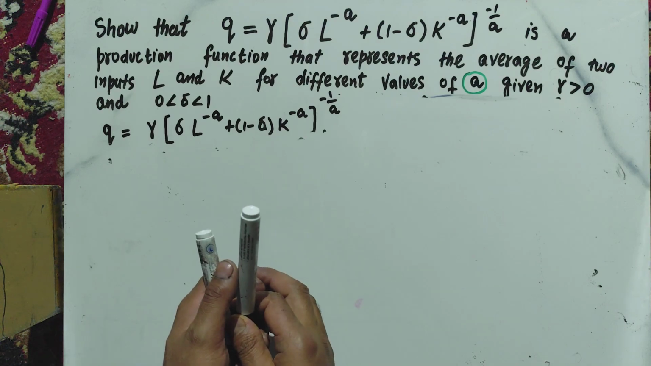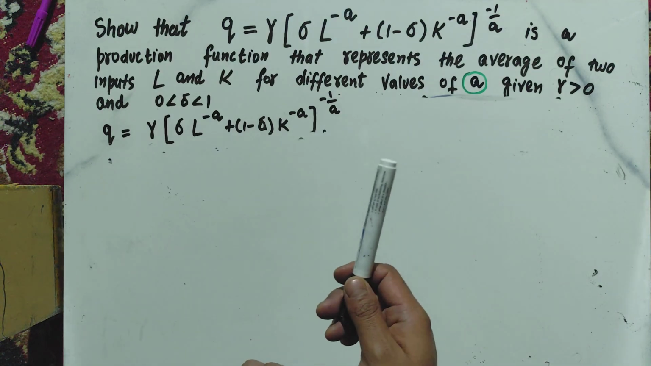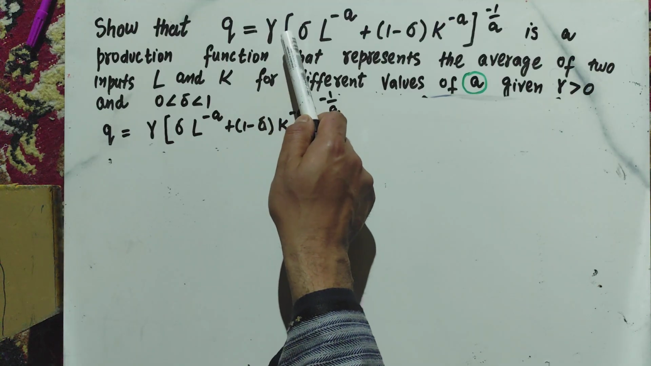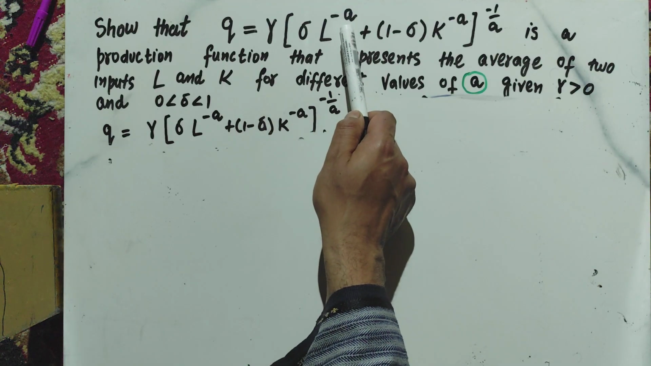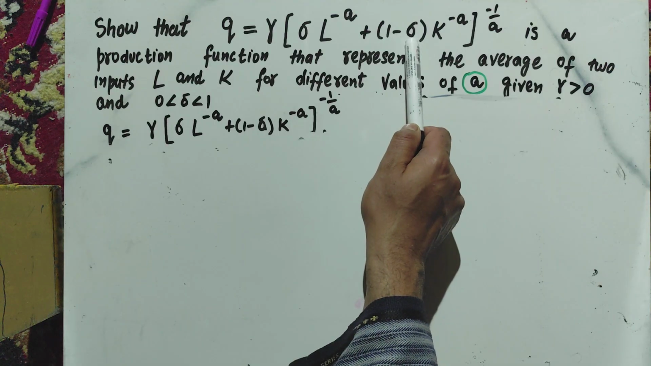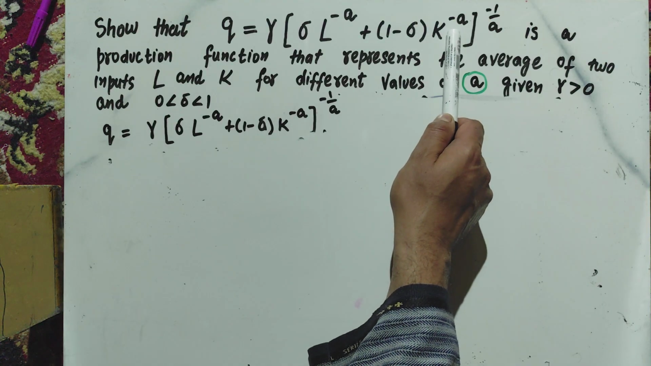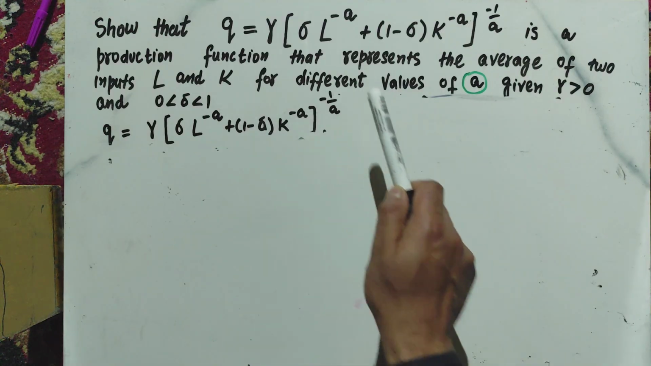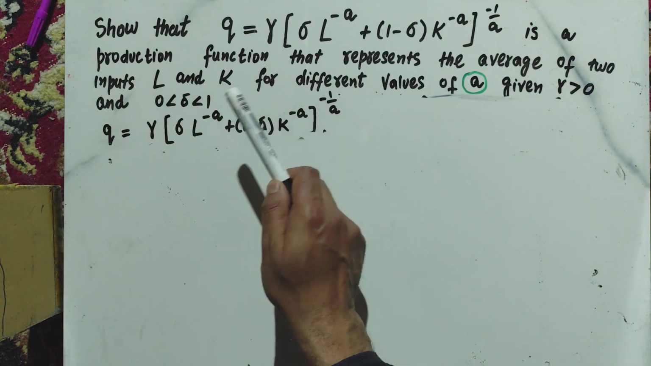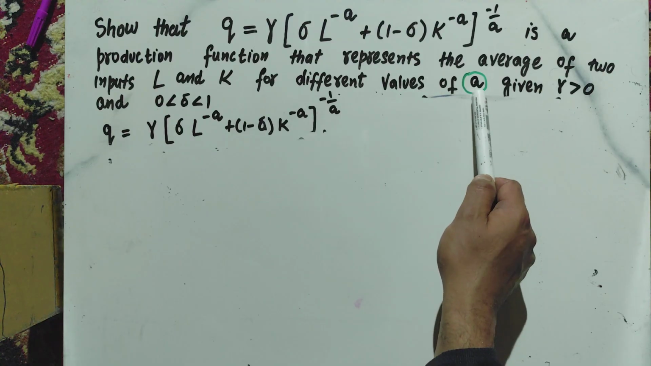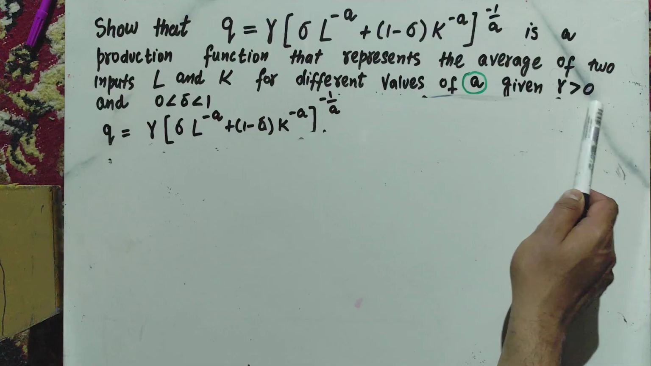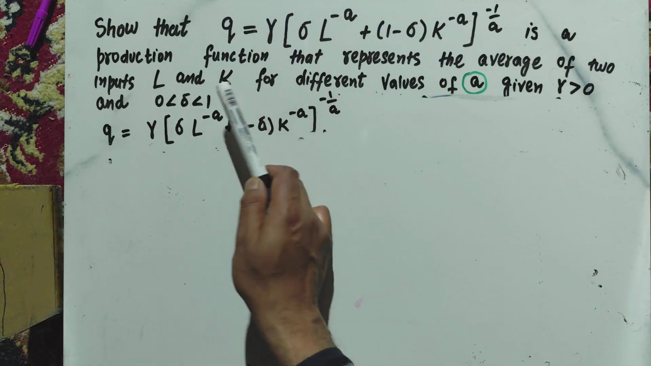This is the third part of the CES production function question. The question is, show that Q, which is output, is equal to gamma times [delta L raised to the power negative a plus (1 minus delta) times K raised to the power negative a] whole raised to the power negative 1 upon a, is a production function that represents the average of two inputs, labor and capital, for different values of a, given gamma is greater than 0 and delta lies between 0 and 1.